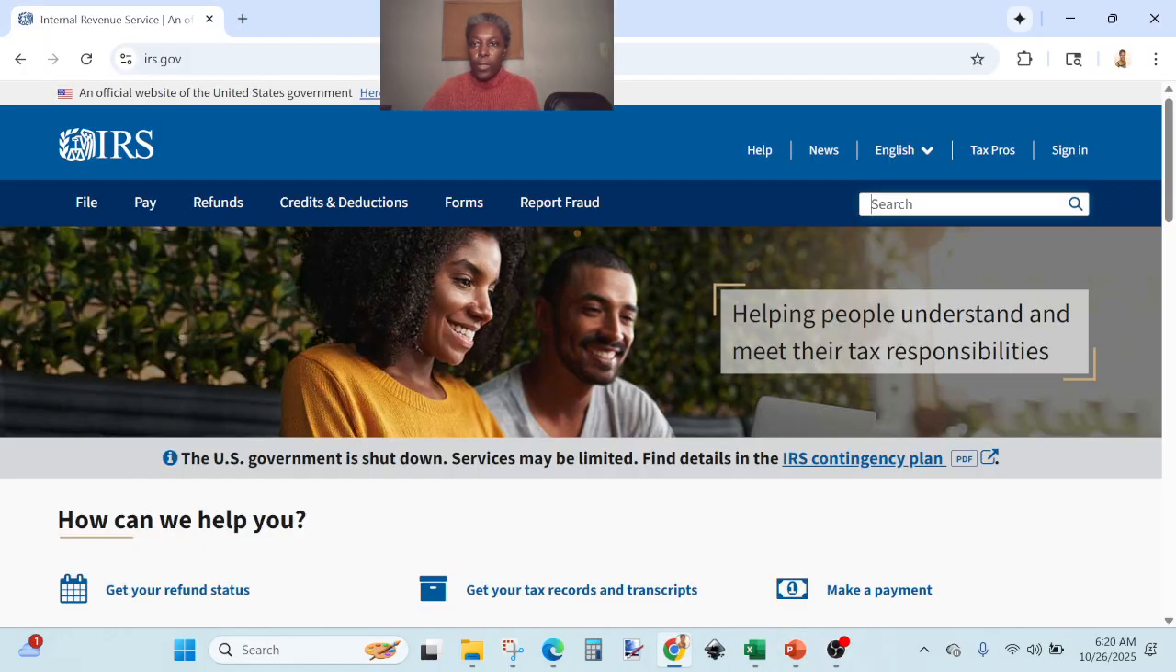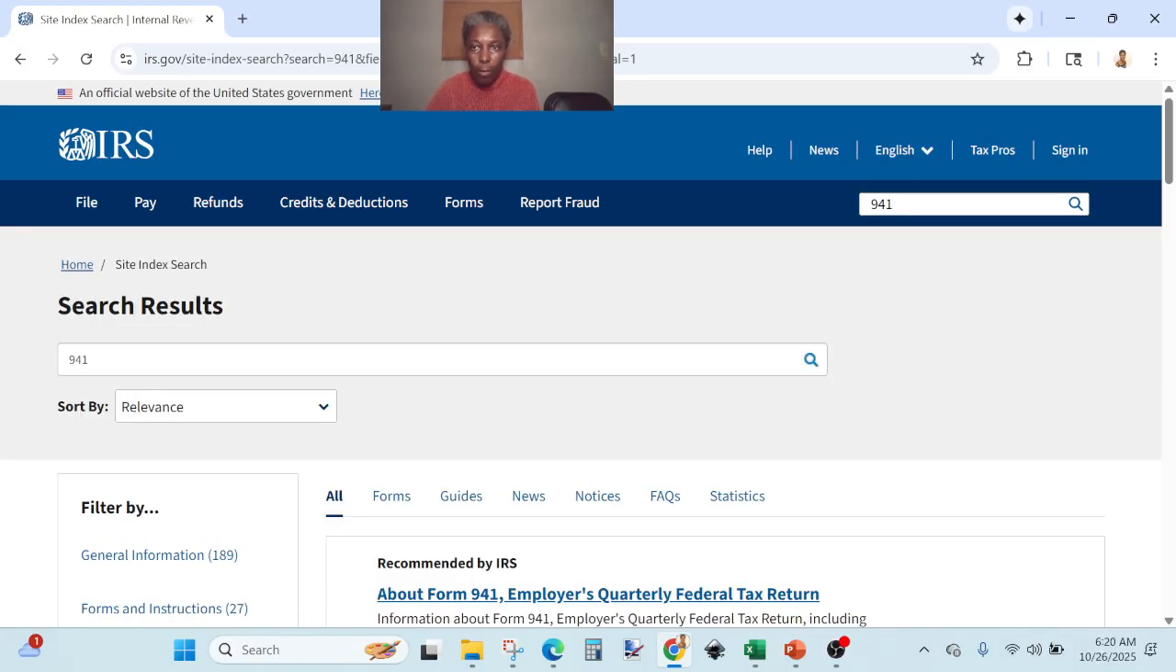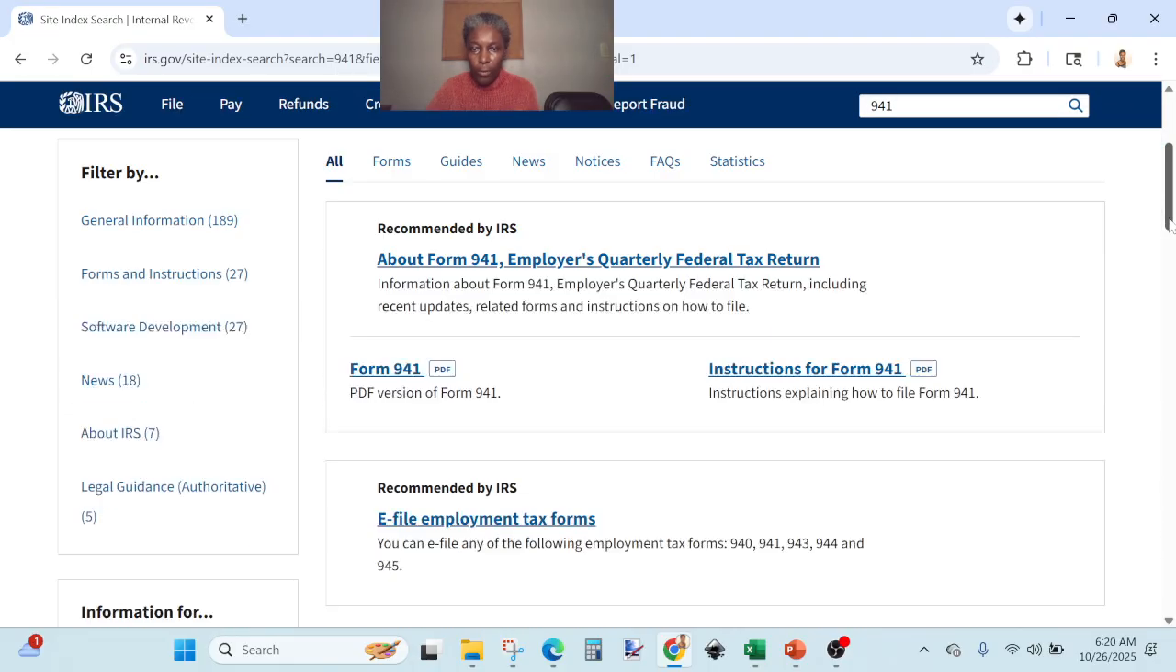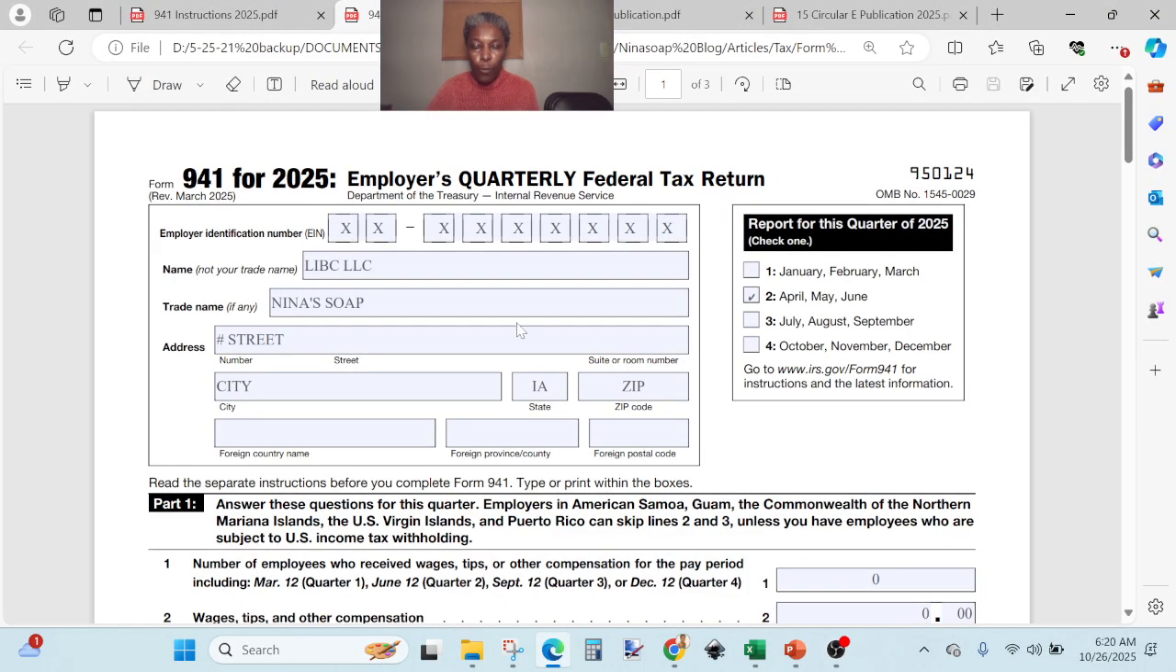So Form 941 is a quarterly form, and if you have not filed it for quarter 2, you can just go to irs.gov and type it in the search bar and press enter to open it. It's good to save the PDF, and save the instructions PDF as well, so that you can read through it and highlight things that you find important to remember.